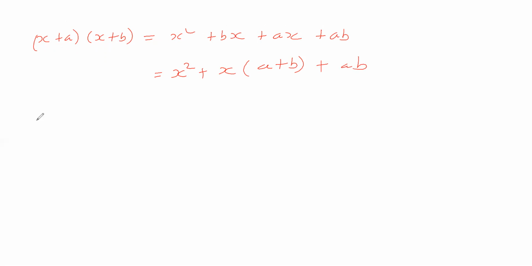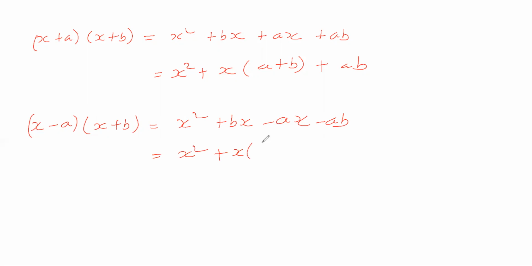Okay. Next formula we will see, x minus a into x plus b. We will see what we will get. These two x you multiply, x square. This x and b you multiply, bx. Then this minus a and x multiply, minus ax. Minus a and b, minus ab. So we will get x square. Here x we will take as common. So we will get b minus a, minus ab. So and so we got it.